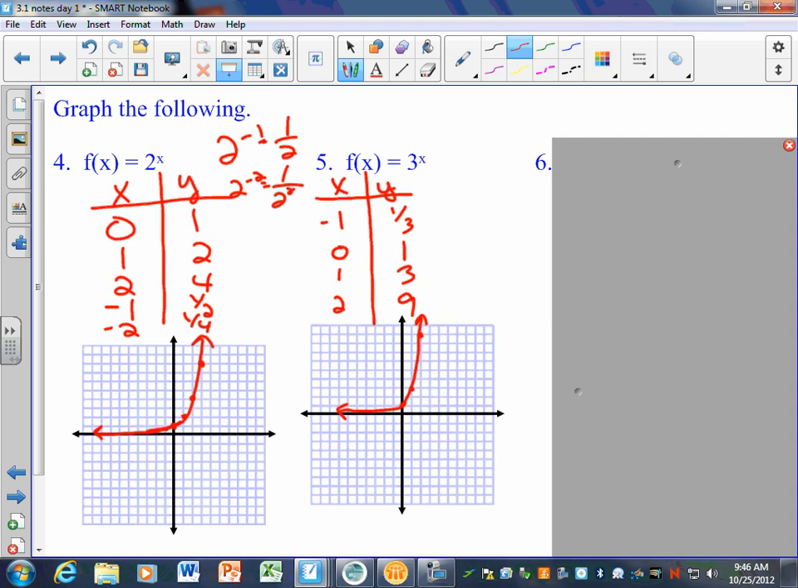It should look something like that. It should definitely be a smooth curve. It should not be jagged. Notice the y-intercepts are the same. When we plug 0 in there, we always get 1 out of that, unless there was something else multiplied by it. And so those are very similar to each other.